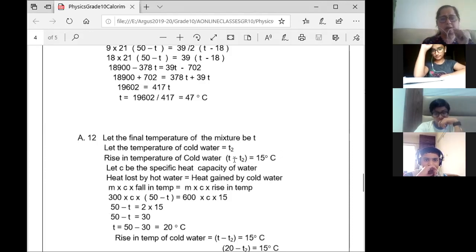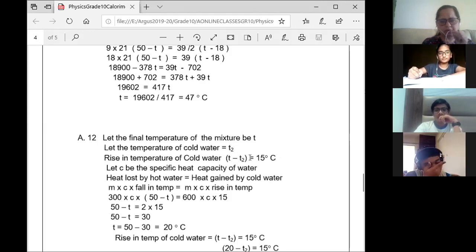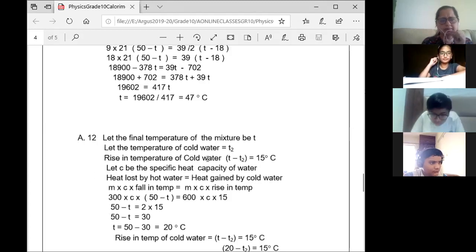So cold water will come to a particular temperature. So it will come to an equilibrium temperature. This equilibrium temperature, I have said, let the temperature of cold water be T2. So the equilibrium temperature minus the temperature of cold water, that is 15 degrees, because the temperature of cold water is rising by 15 degrees. So that is delta T. Whatever is the temperature of the mixture, the equilibrium temperature, that temperature minus the temperature of cold water will come to 15 degrees. Now specific heat capacity of water is C, right?